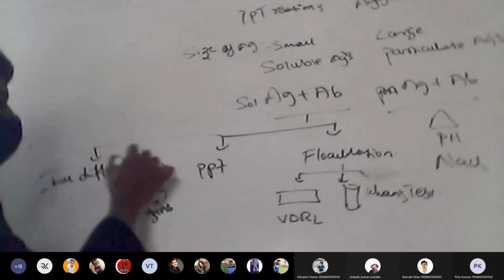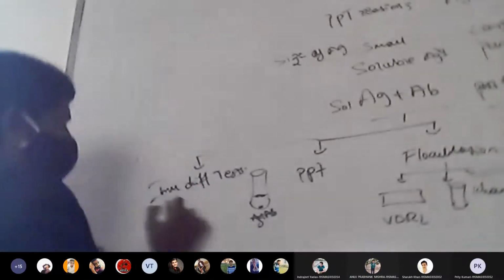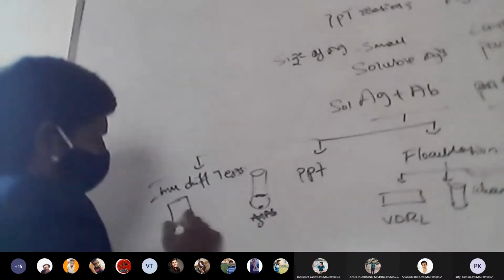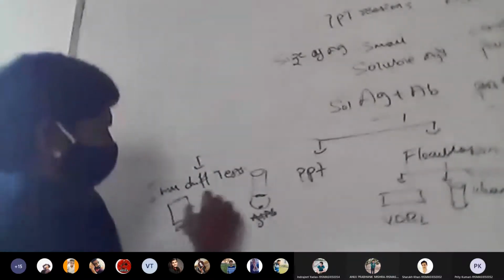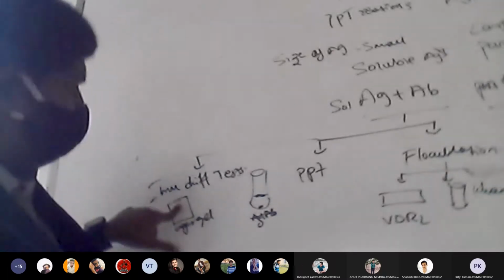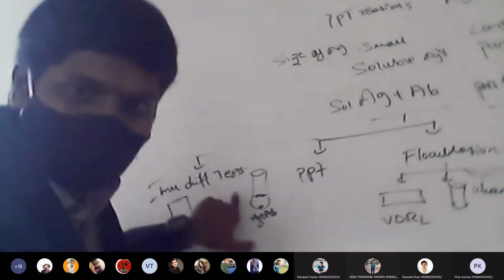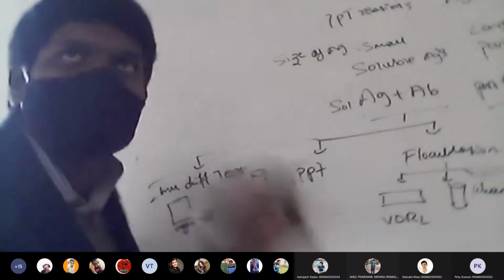What happens in the immunodiffusion test? Can anyone say what happens in the immunodiffusion test? Diffusion. We will use gels. We will use agar gel. So in the presence of agar gel, we will do the antigen antibody reactions. If we are using gels, those precipitation tests are called immunodiffusion tests, and these immunodiffusion tests are further classified into how many types?